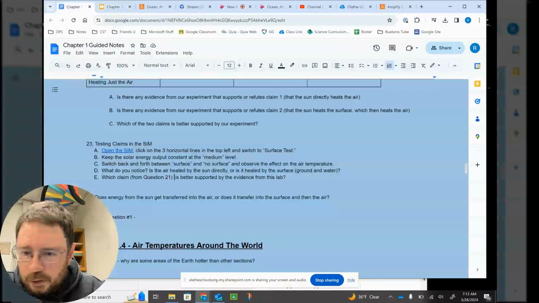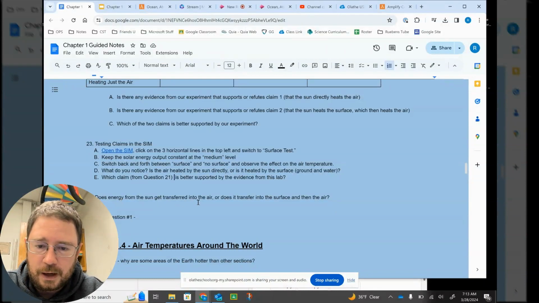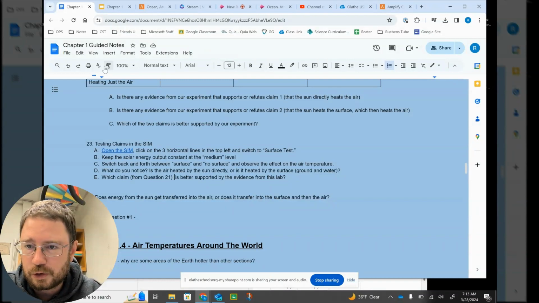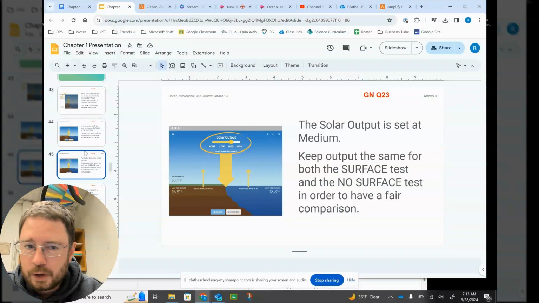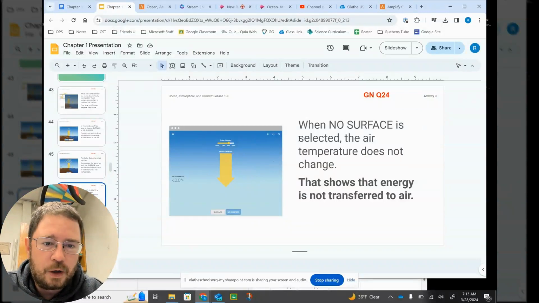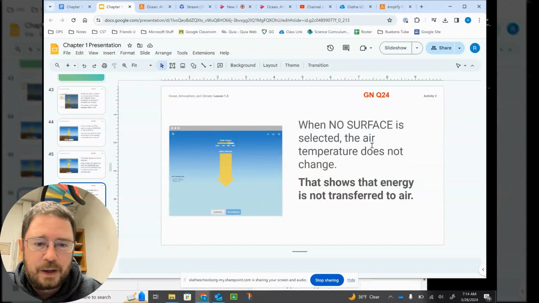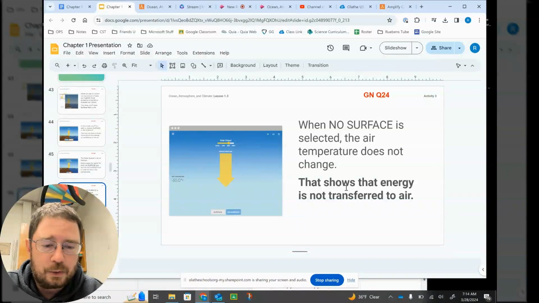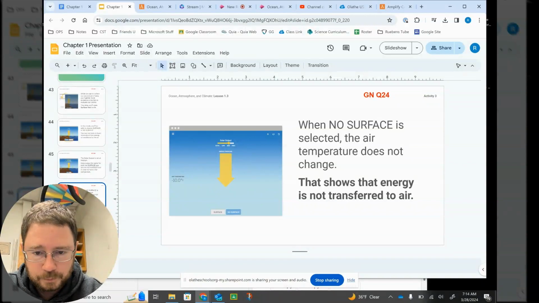All right, so question 24: does energy from the sun get transferred into the air, or does it transfer into the surface and then the air? This is our follow-up to our sim. You should already be done with that. Question 24 says, when no surface is selected, the air temperature does not change. It stays at negative 10 degrees Celsius. That shows that energy is not transferred to the air.